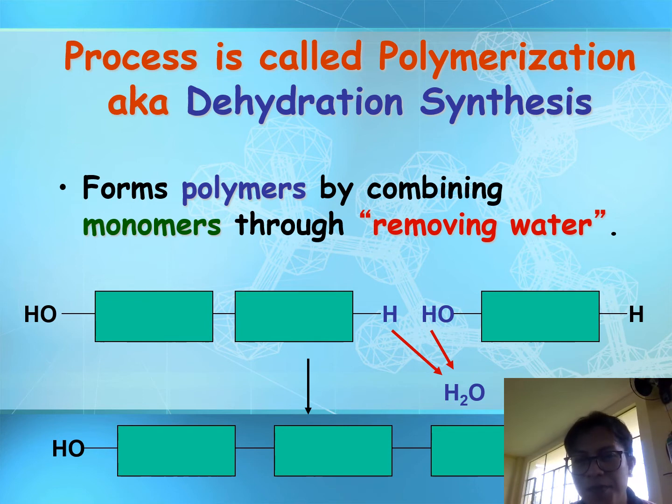Here is the original structure, let me show you with the laser pointer. This is the original structure of a carbon compound. Now, after dehydration synthesis, which removes water, H2O, 2 atoms of hydrogen and 1 atom of oxygen, another molecule is formed, and that allows the formation of macromolecules. This process is called polymerization or dehydration synthesis.